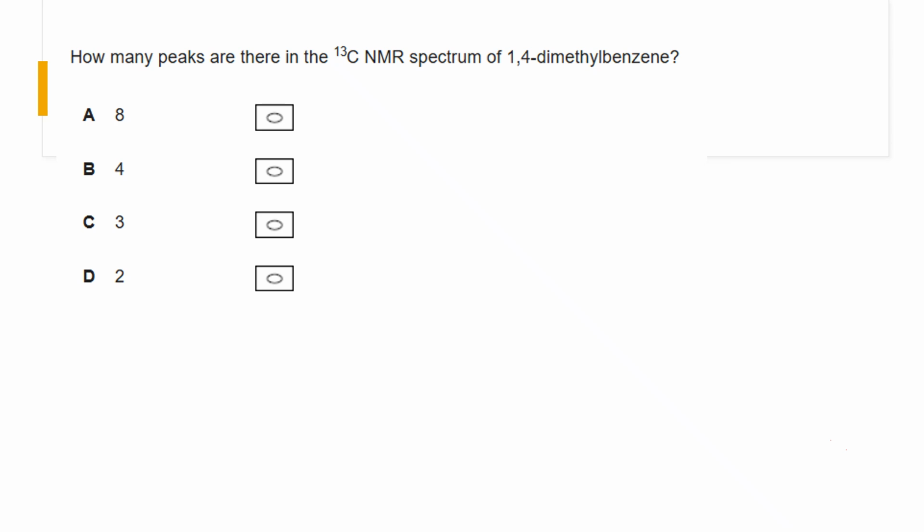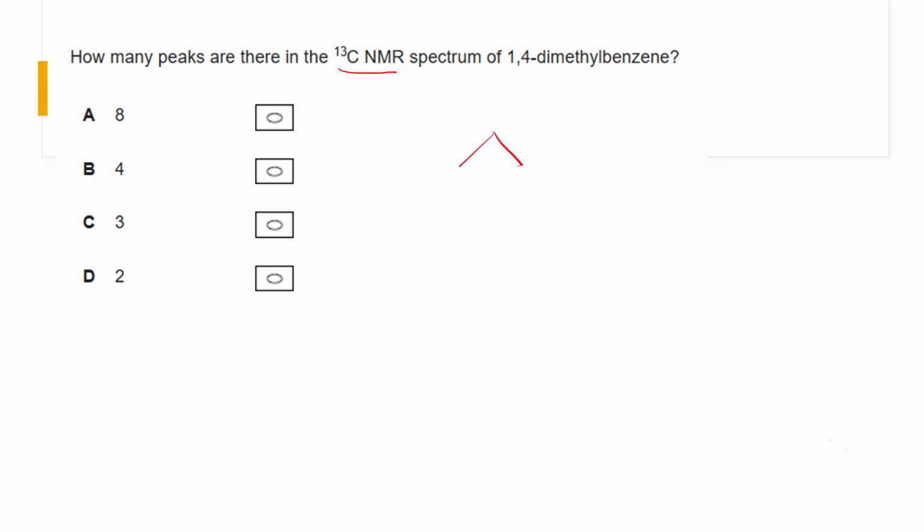This is question 1 and this one is about carbon NMR. So when we're looking at carbon NMR, there's a few things you need to make sure you know and it speeds things up for you. But what we're going to do first is just look at this. So how many peaks are there in the carbon 13 NMR of 1,4-dimethylbenzene?